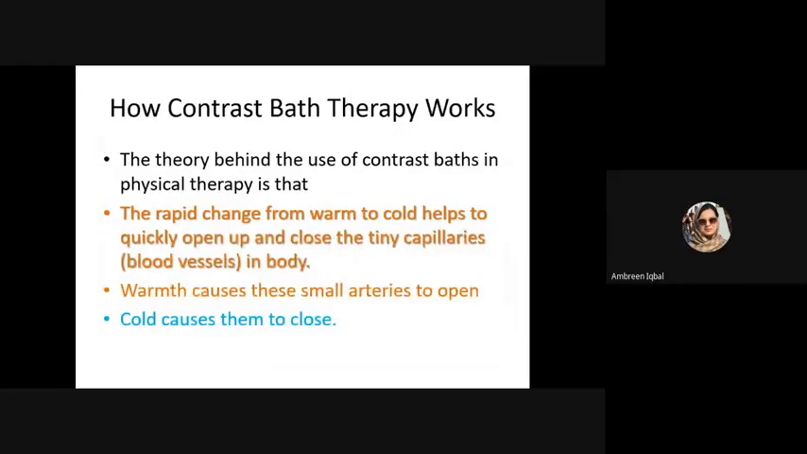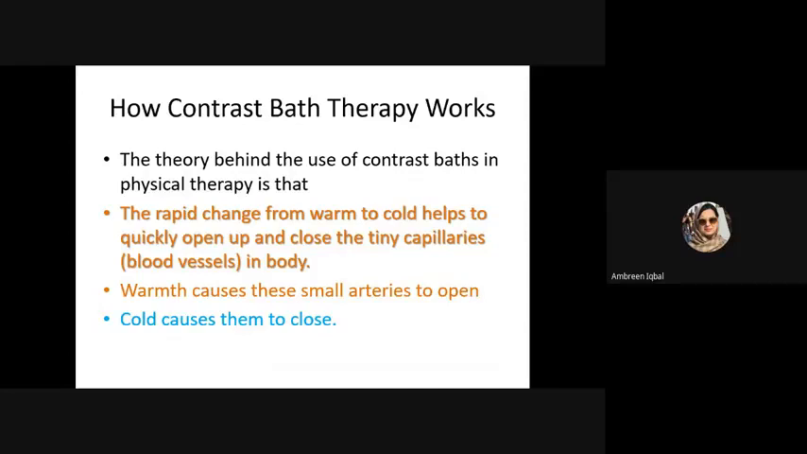The point of discussion is how the contrast therapy is going to work. The theory behind the use of contrast bath therapy in physical therapy treatment is that the rapid change from warm to cold is going to help to quickly open up and close up the tiny capillaries in our body. When there is warm temperature, there will be vasodilation, and when there is cold, there will be vasoconstriction. So the vasodilation and vasoconstriction of especially the tiny capillaries is going to help to improve the circulation.